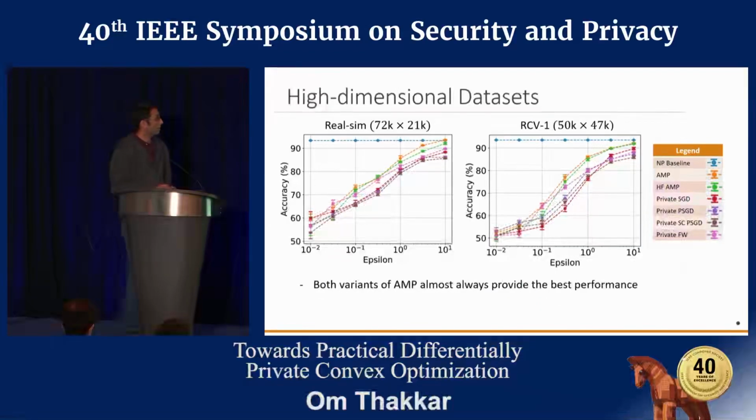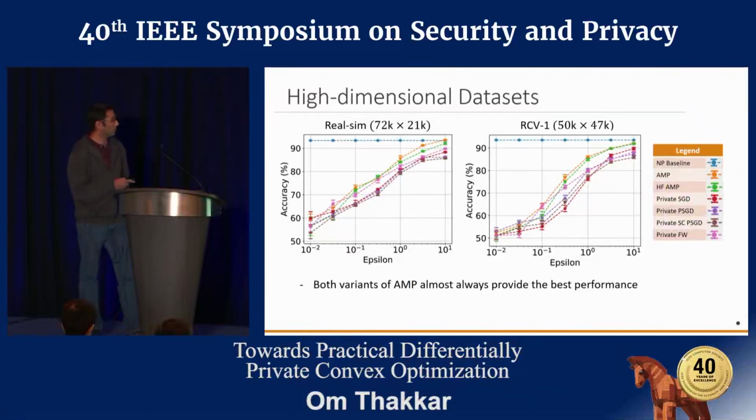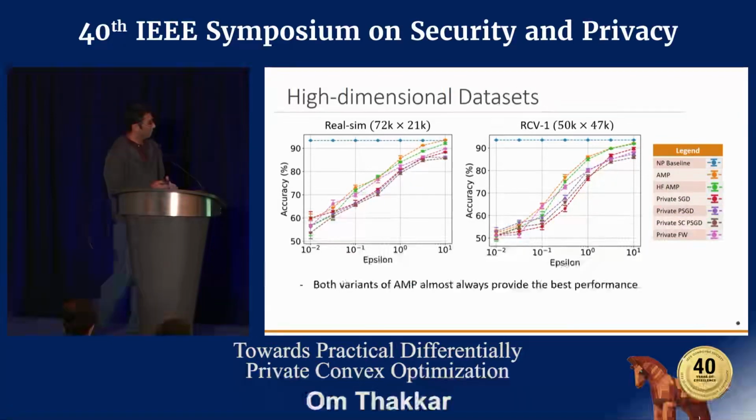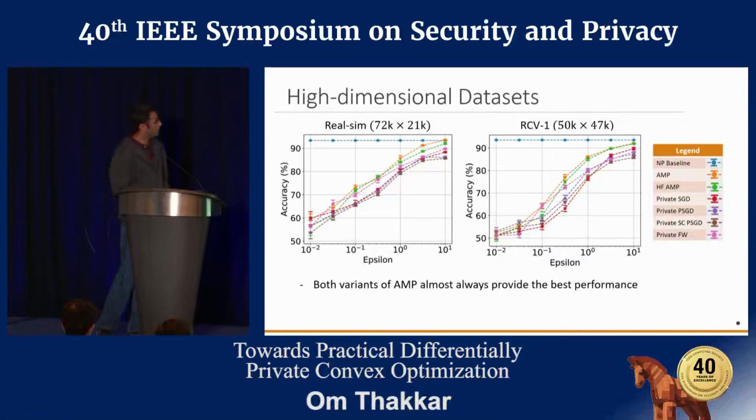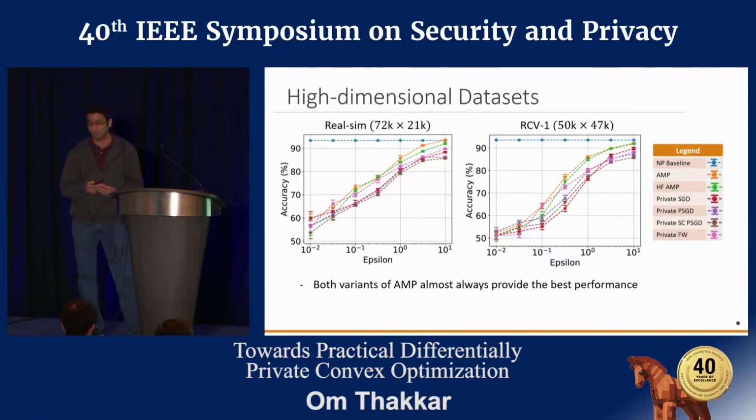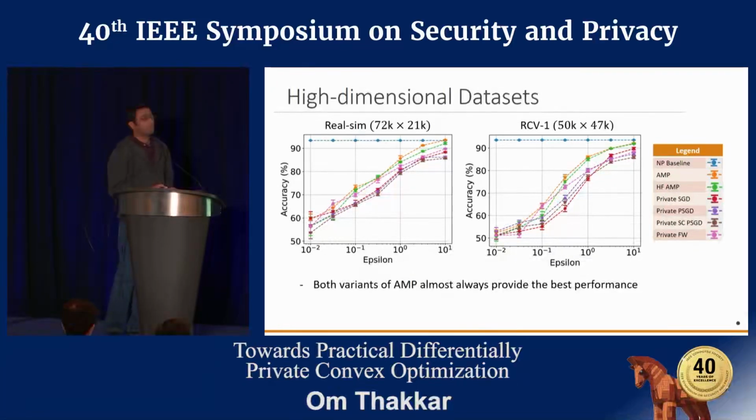So next, I'll show some of the results on high-dimensional data sets, namely RealSim and RCV1. Here it is clearer that both variants of AMP, even the hyperparameter-free version, perform better than all the other tuned algorithms. The orange plot denotes AMP, and the green one denotes hyperparameter-free AMP. And they almost always provide the best performance.